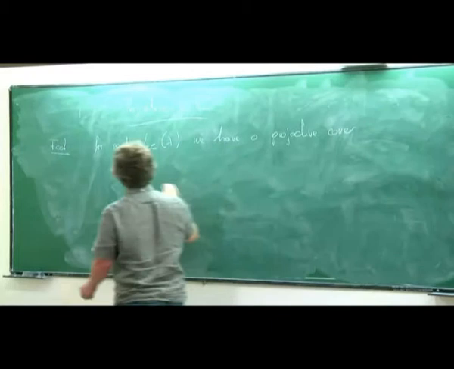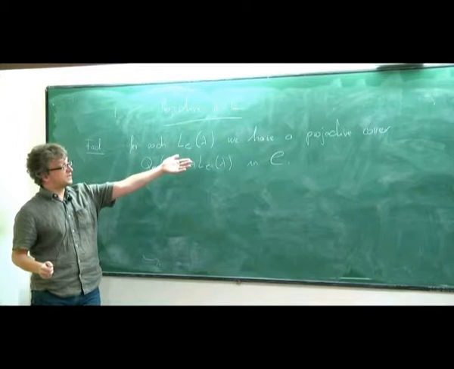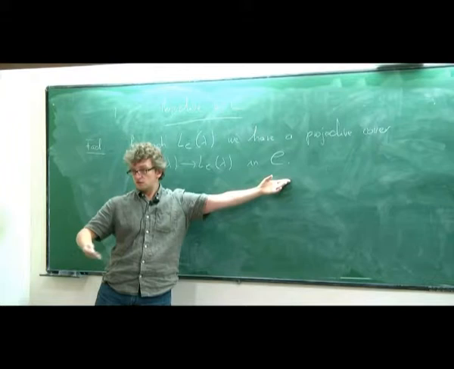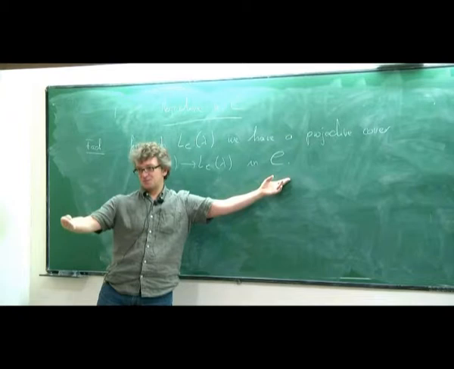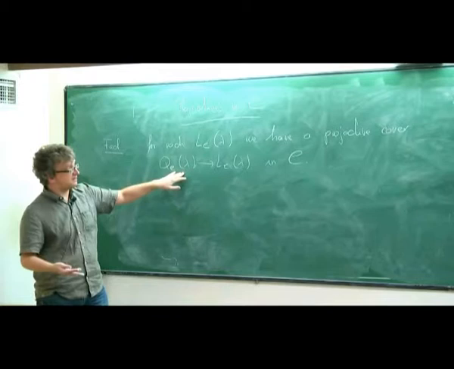QC lambda mapping to LC lambda in the category C. So if you want to talk about projective objects, you have to choose a category, right? It's always a notion that is relative to a category. I mean, no module is projective by itself. It's only with respect to a category. Just a remark.